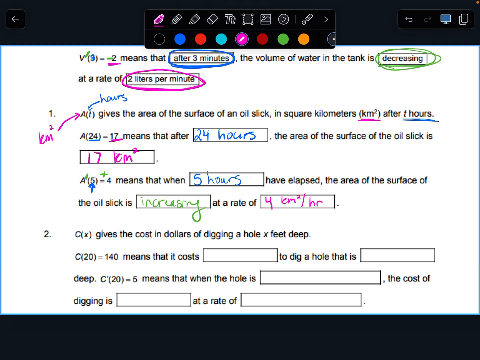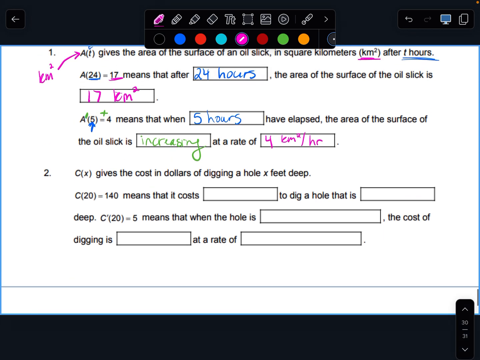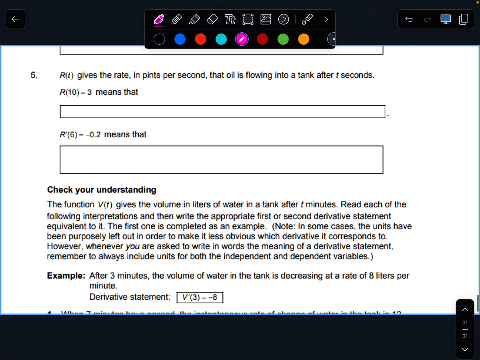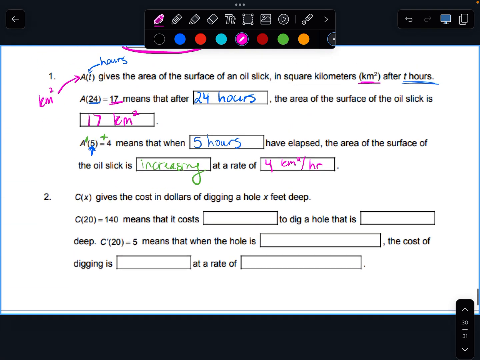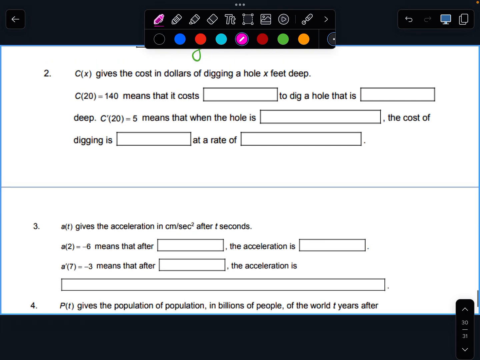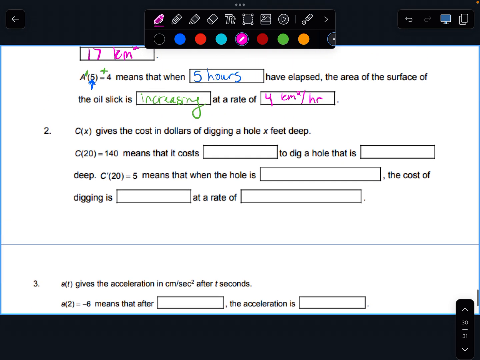Any questions? See how you do. Do 2, 3, 4, and 5. Work with your people and see how you can get it. I think you can.